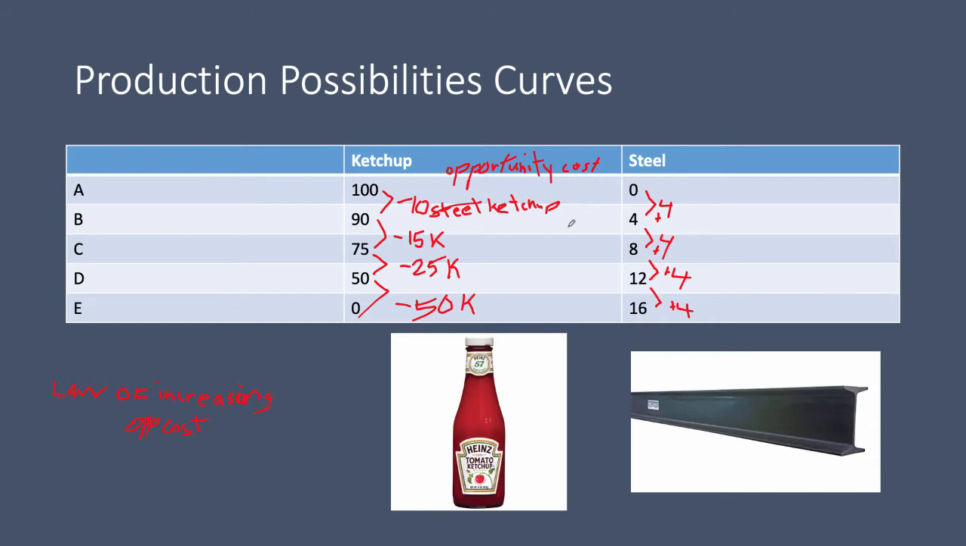And so you don't lose a lot on the ketchup front. But as you produce more and more steel, you have to take more of your labor force away, those people who are actually really good at producing ketchup, and you put them in the steel factories. So you're taking your best ketchup producers out of what they're good at. And so while you might get the same amount of steel every time, you've got to give up a lot more ketchup to do that. That's why we have the law of increasing opportunity cost.